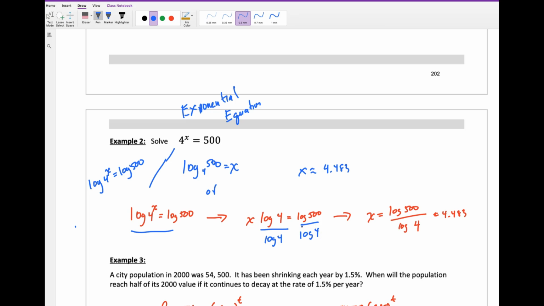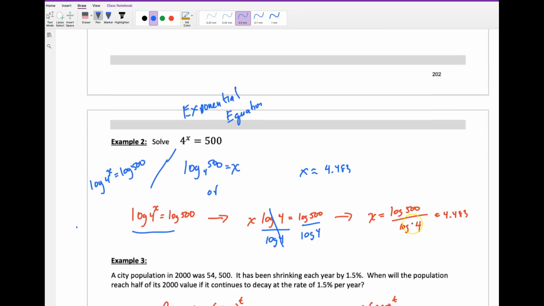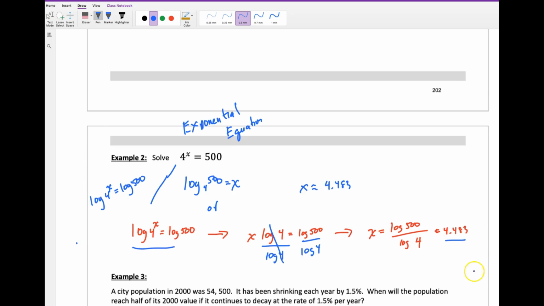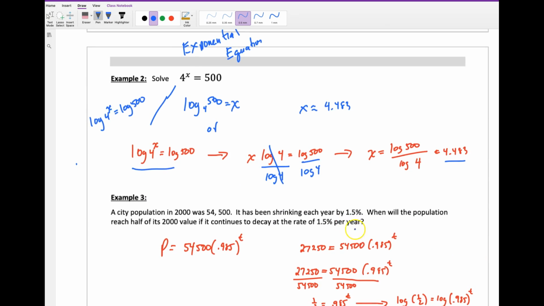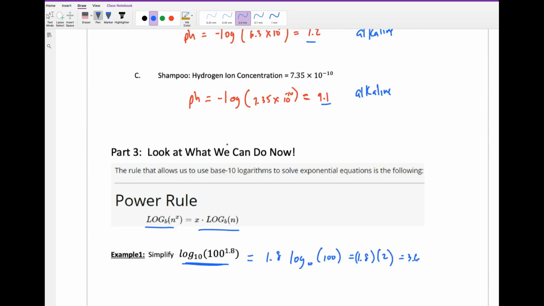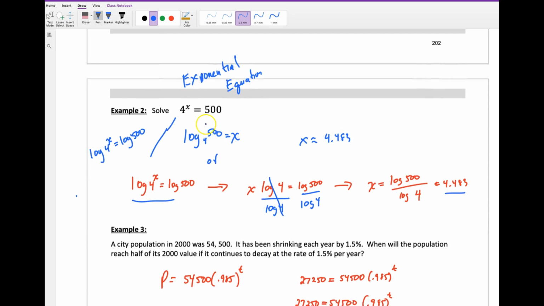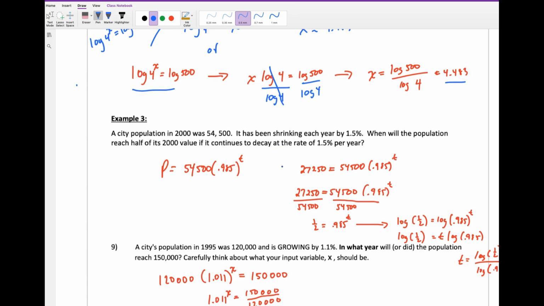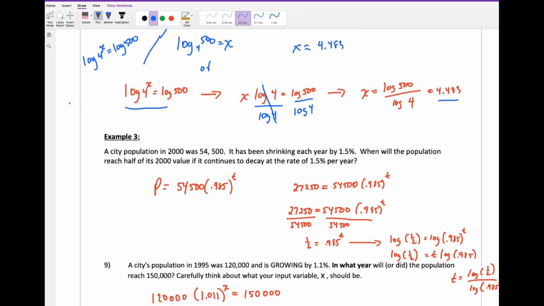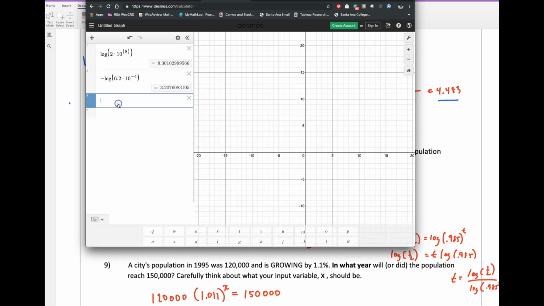Notice I haven't simplified anything. I'm going to do that now. Now that we have this over here, these would cancel, and you have x is equal to log 500 over log of 4. You put that into Desmos, and you get an answer, 4.483. So we use the power rule to solve exponential equations by taking the log of both sides. Log of 500 divided by the log of 4.